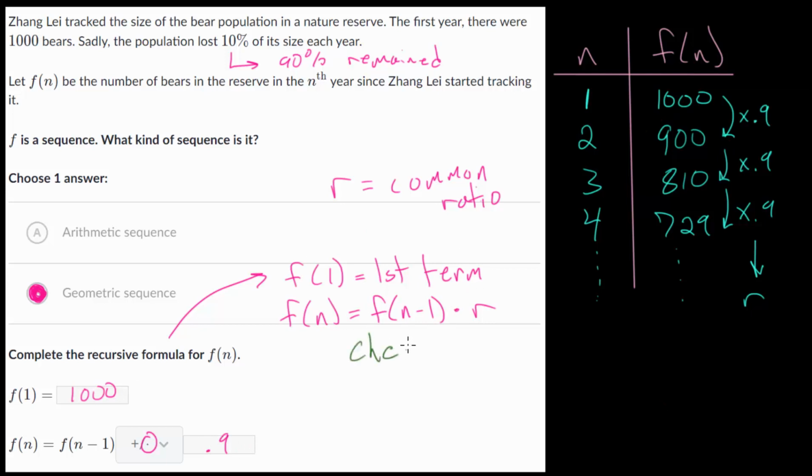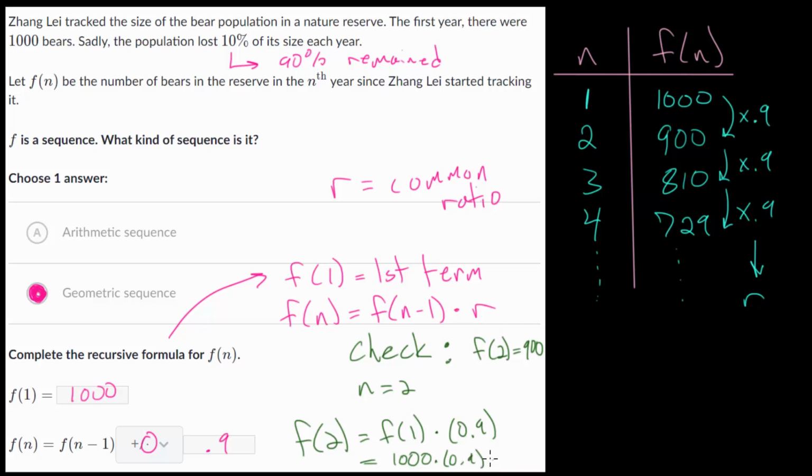Now, we can check to make sure that this works. So to check this, let's just find the second term. Since we know that f of 2 should be 900. So based on this formula, we're going to plug in n equals 2. And we have f of 2 is equal to f of 2 minus 1, which is the first term, multiplied by 0.9, or 90%. And the first term we know is 1,000. And 1,000 multiplied by 0.9 is 900. And that's what we expected, so we can feel very confident that this formula is correct here.